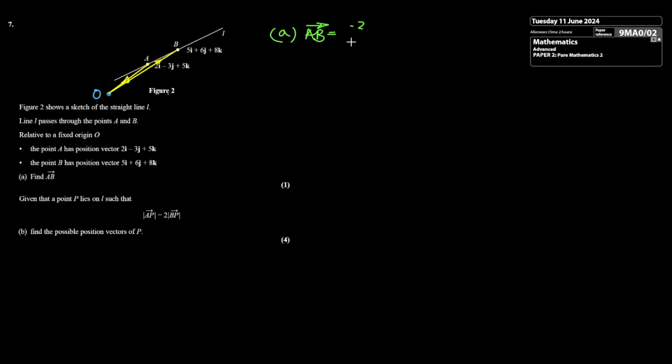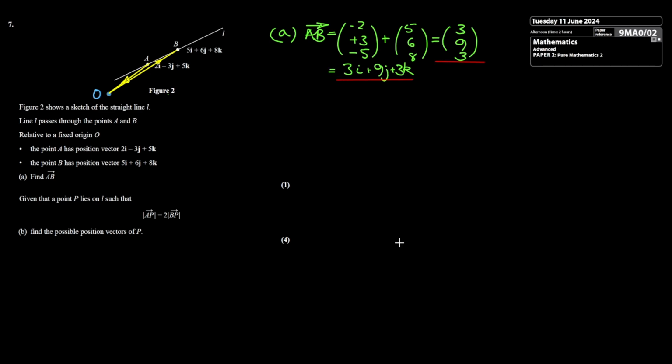So this will be -2, +3, -5, plus the positive versions of these, which is 5, 6, and 8. And if I add them up, I get this column vector as the answer. And if you wanted to convert back to i, j's and k's, that will be the answer. But this is a perfectly good answer on its own. And that's the end of part A.